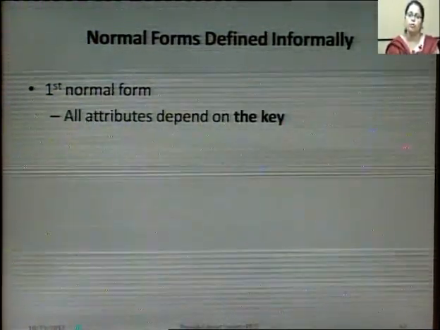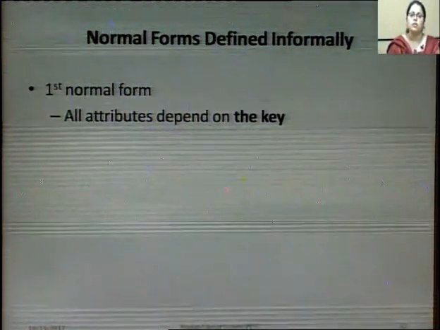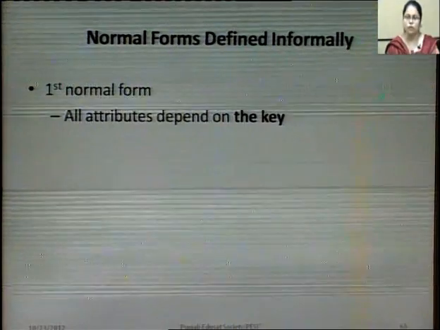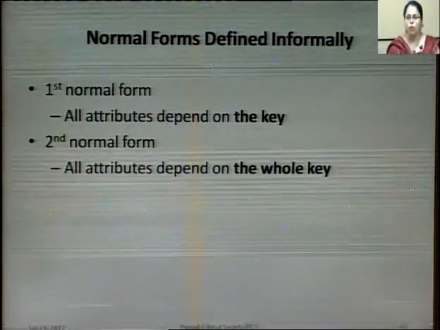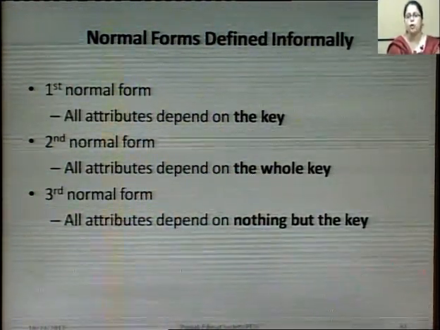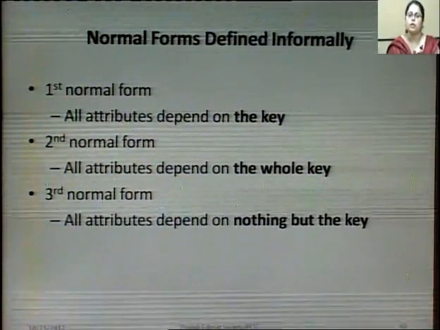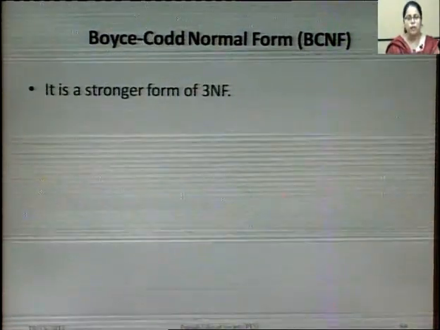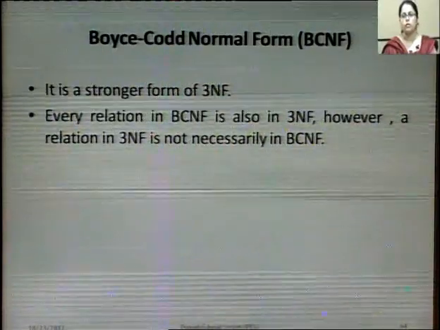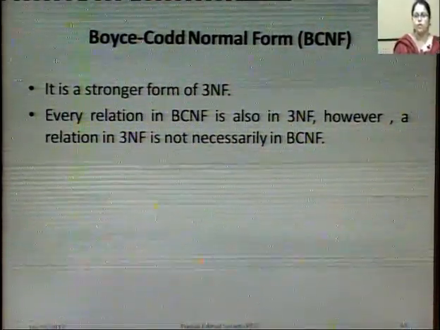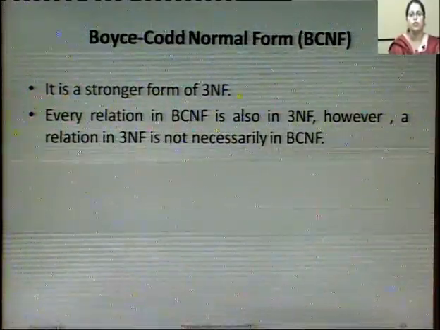Informally we can define the various normal forms. First normal form, informally, says that all attributes depend on the key. Second normal form says that all attributes depend on the whole key. Third normal form says that all attributes depend on nothing but the key. After third normal form, next is Boyce-Codd normal form. It is a stronger form of third normal form. Every relation which is in BCNF is also in third normal form.